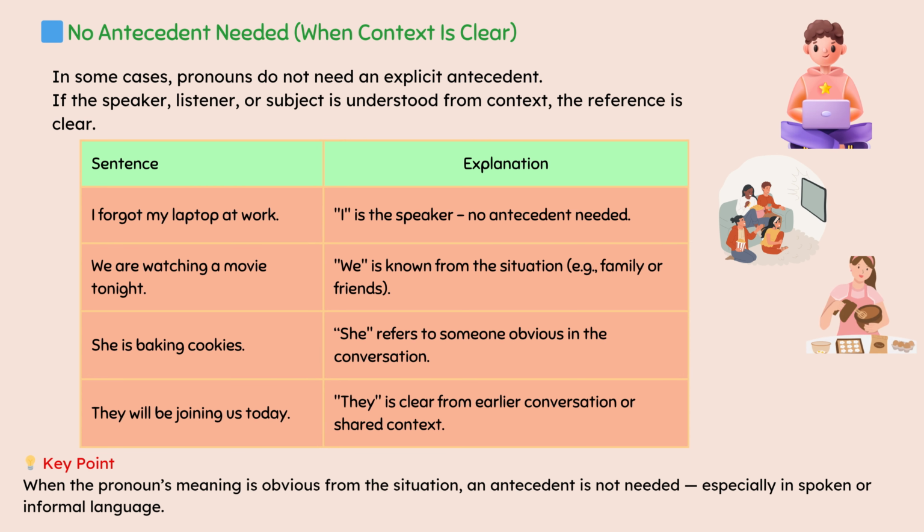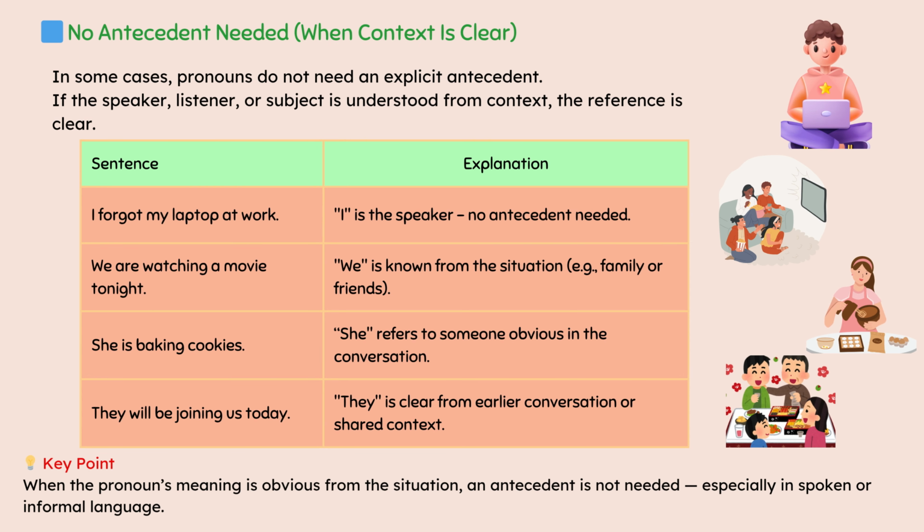Sometimes pronouns don't need an explicit antecedent. Why? Because the meaning is already clear from the context. Let's look at some quick examples. I forgot my laptop at work. I is the speaker. No need to mention who it is. We are watching a movie tonight. We could mean your family or friends. It's understood. She is baking cookies. She refers to someone already obvious in the conversation.